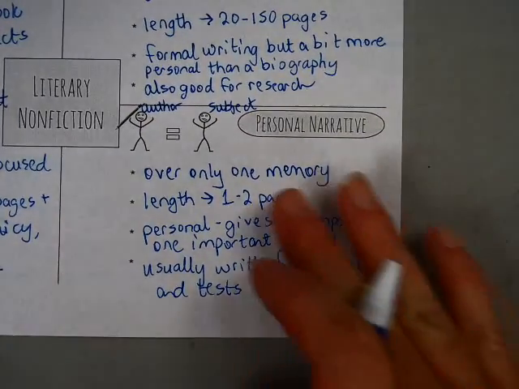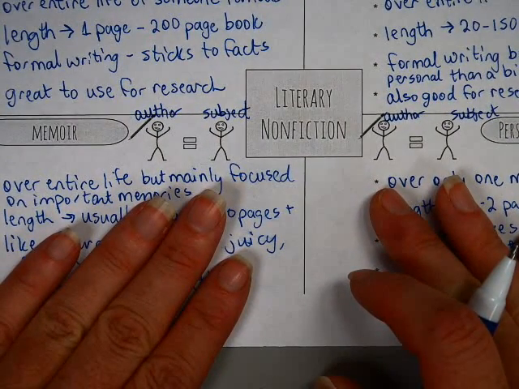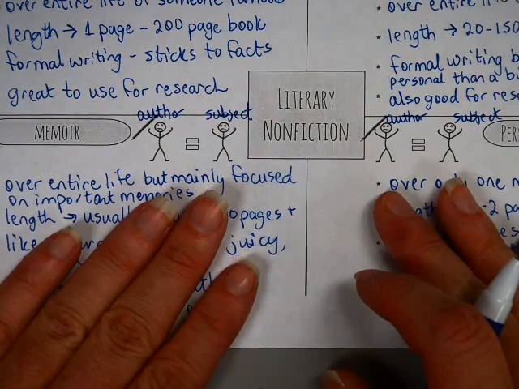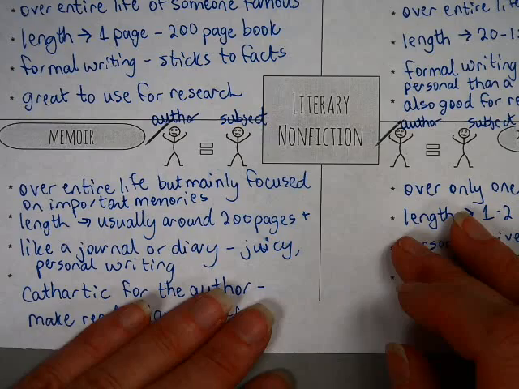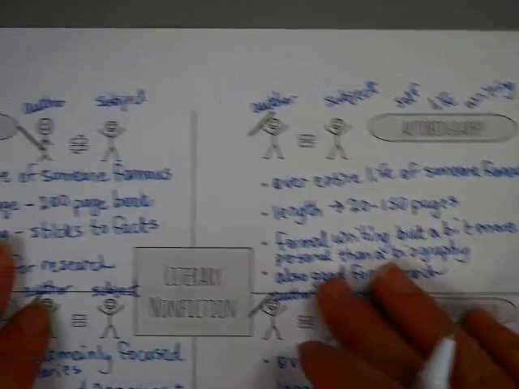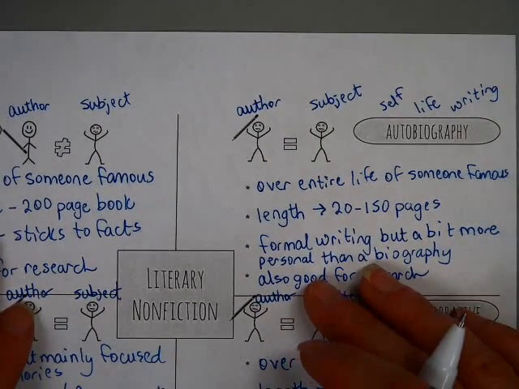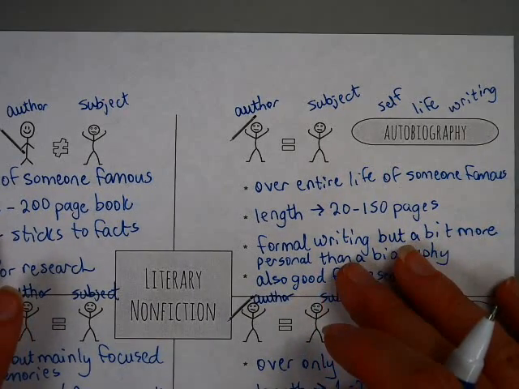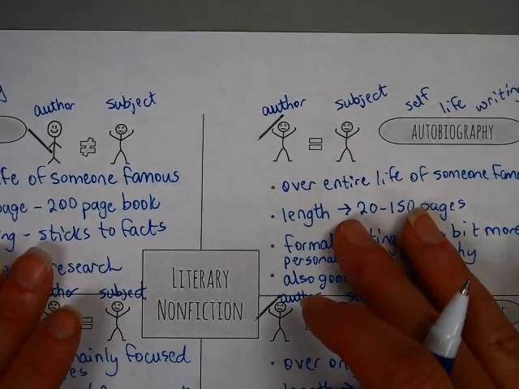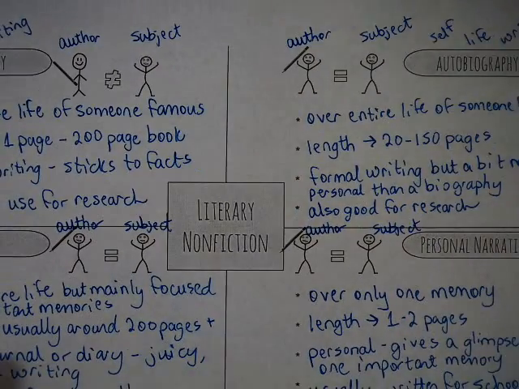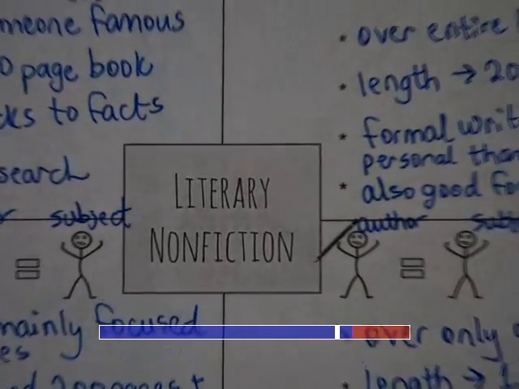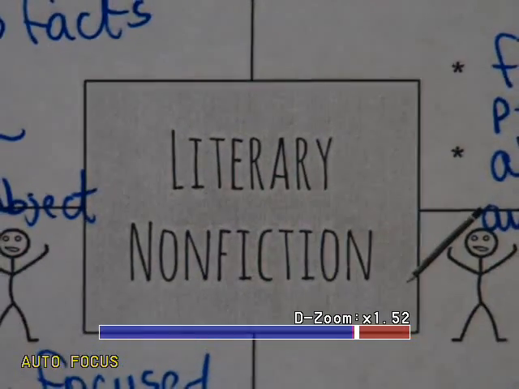Okay, so personal narrative is going to be the shortest. Your memoir is probably going to be the longest. These two are probably the most alike because they're both about memories of a person who's writing about themselves. They're going to be special memories that are important to that person. These two, biography and autobiography, are going to be a little bit more dry, more fact-based. These are going to be better if you're doing some sort of a research project for school. And so that, folks, is literary nonfiction. So get to reading. There's a lot of good stuff out there.